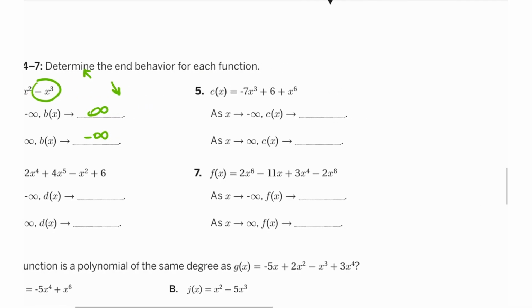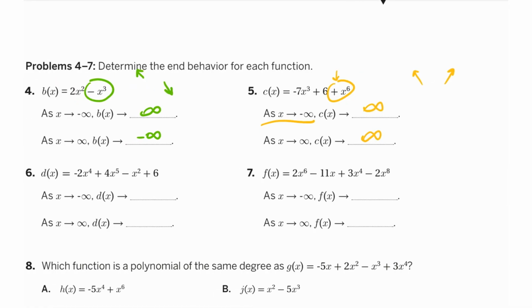For number 5, we're looking for the greatest exponent, which is 6. It's even, so the ends point in the same direction, and the coefficient is positive, meaning the right side points up. So as x approaches negative infinity, c of x approaches positive infinity, and as x approaches positive infinity, c of x approaches positive infinity, since the left side and the right side are both pointing up.